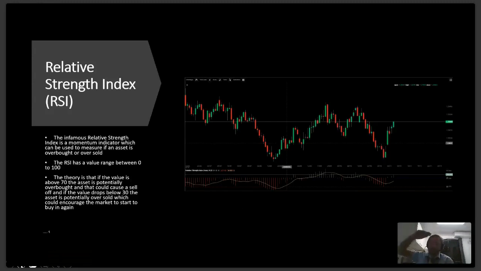So there's 100 at the bottom and 100 at the top. The theory is, if the indicator shows a value above 70, the asset is potentially overbought, and that could cause a sell-off of the asset, causing the price to drop. And if the asset is at a value of 30 or below, potentially that asset is oversold, meaning the market might rush in, pushing the prices higher again. Theory, okay? So let's look at an example.